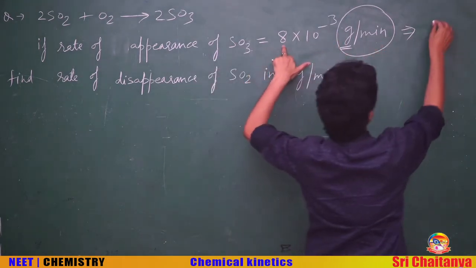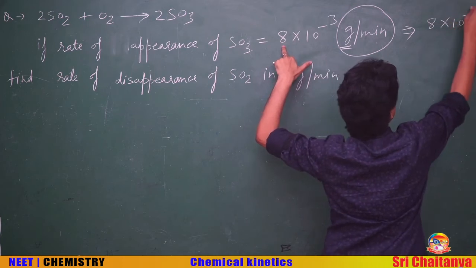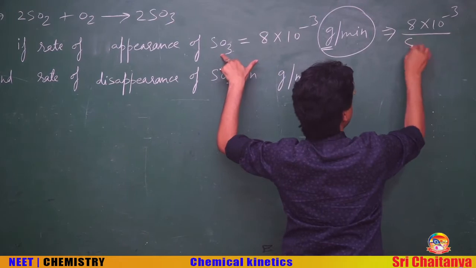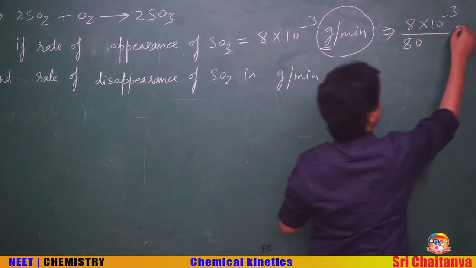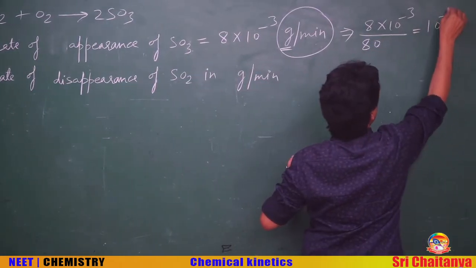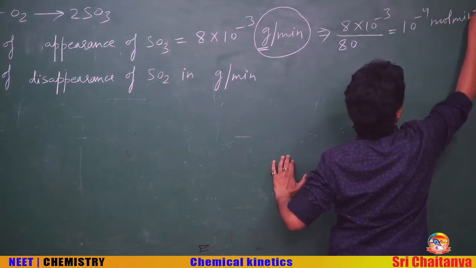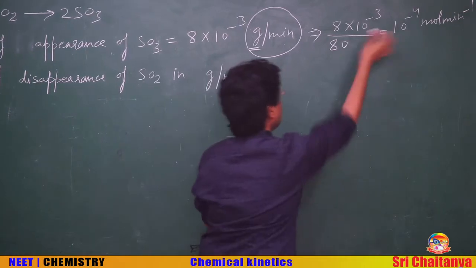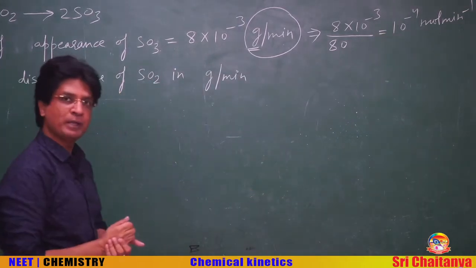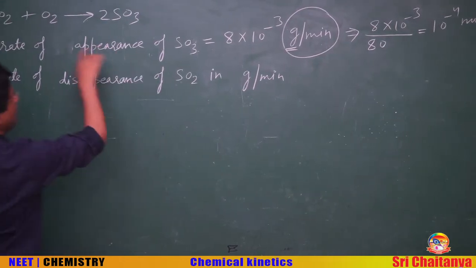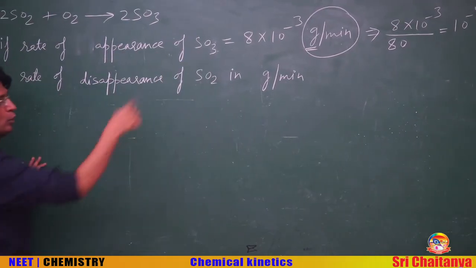So that will be 8 into 10 to power of minus 3 divided by the molecular weight of SO3, that is 80. That will give me 10 to power of minus 4 moles per minute. Now this 10 to power of minus 4 moles per minute is the rate of appearance of SO3 in moles per minute.